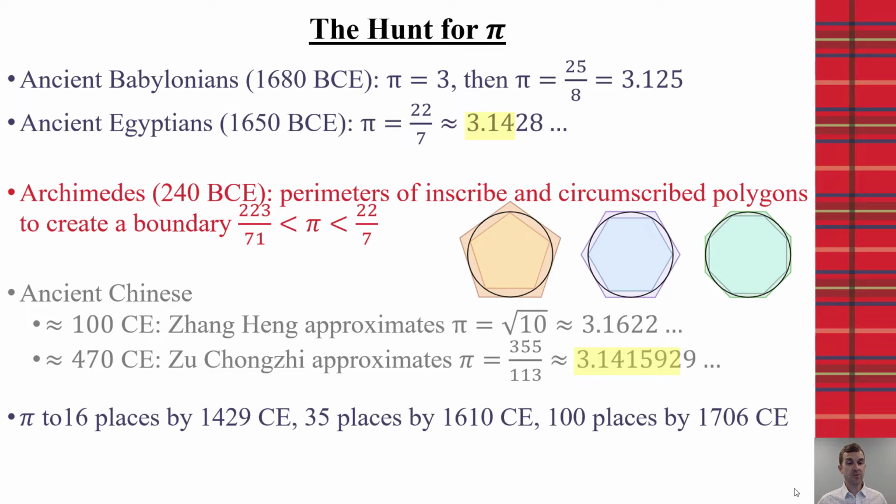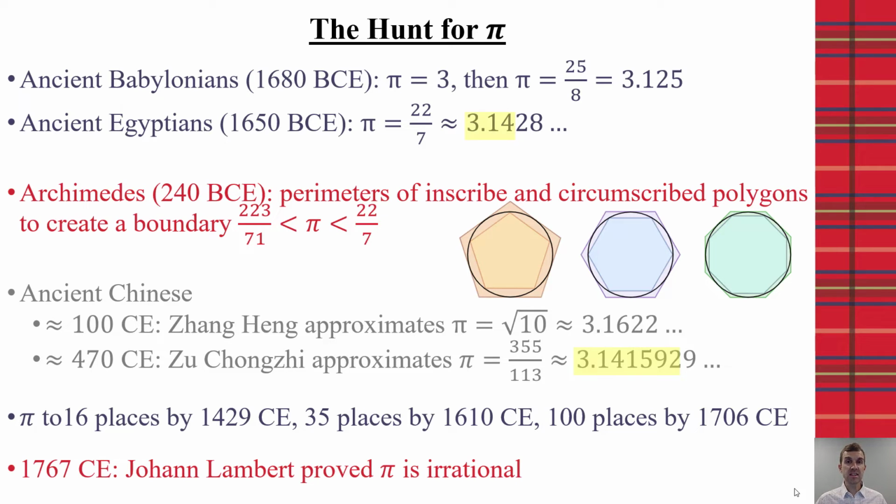Now, through time after that, you have pi going to 16 places, then 35 places, and 100 places by 1700 CE. And eventually, in 1767 CE, Johann Lambert proved that pi is an irrational number, and that's why we use the symbol today.